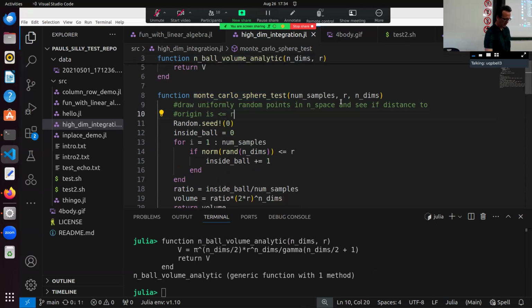We're going to uniformly draw random points in n space and see if it's less than r. So this test is really simple for this shape. That's kind of a thing I've dodged. You just have to check whether the norm is smaller than the radius. That's the test. Really simple.